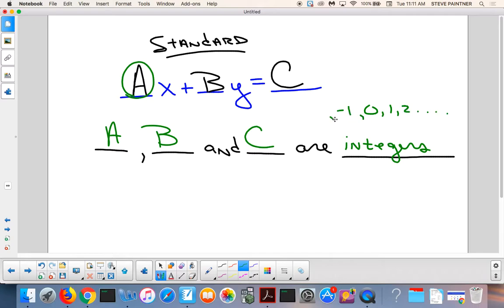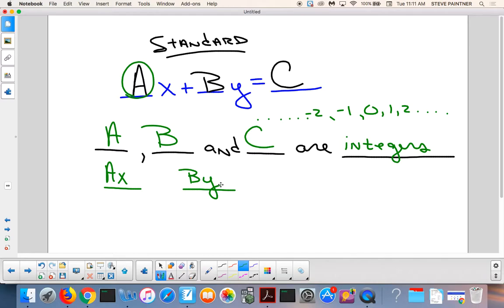A, B, C must be integers like 1, 2, 3, negative 1, negative 2, and 0. You can't have fractions, you can't have decimals. Now the rules come. A and B must be on the same side: the A x term and the B y term. Remember, A is a coefficient like 3, so 3x and 5y must be on the same side.